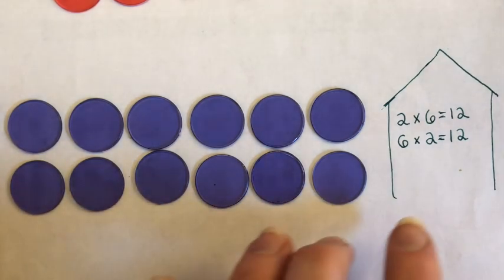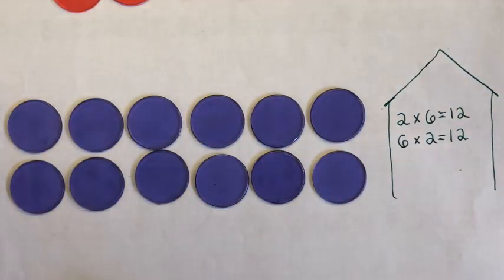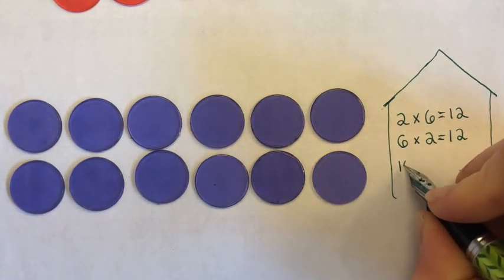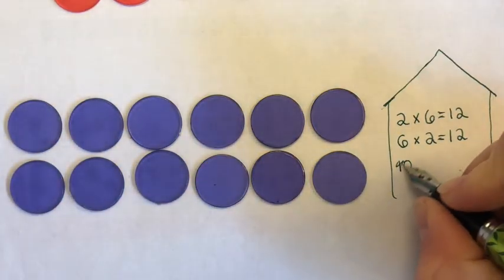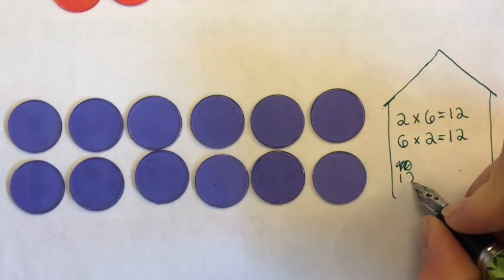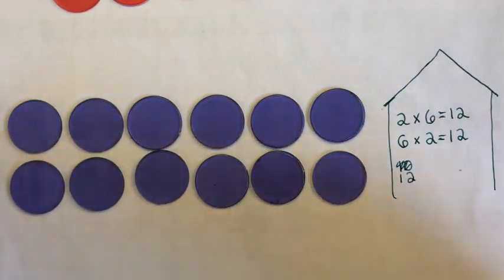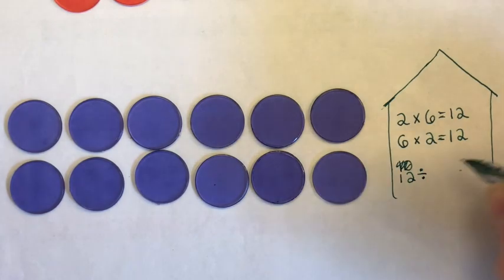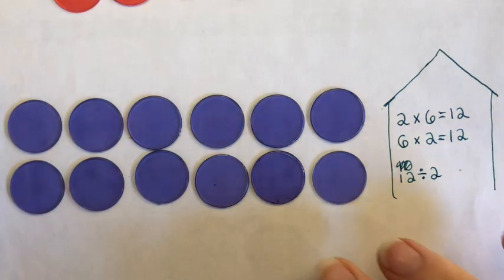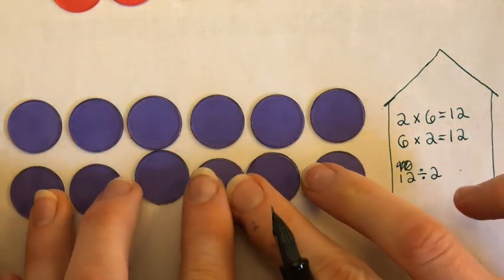So again, I start with my whole number, and let's start by doing 12. I have my whole group here. It's a group of 12. Now I'm going to divide it. I'm going to break it up into 2 equal groups. So let's break it up into 2 equal groups.